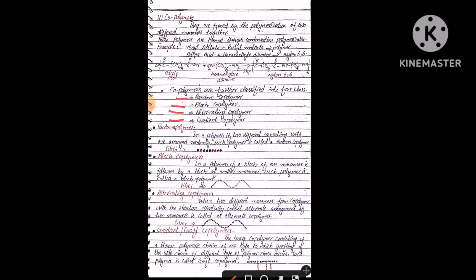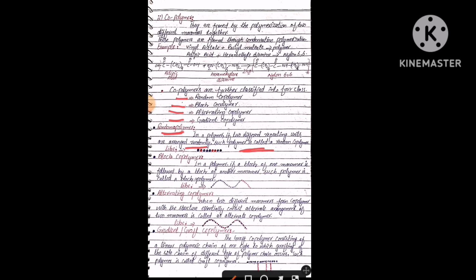So students, we will discuss each one by one. The first one is the random copolymer. What is a random copolymer? Students, in a polymer, if two different repeating units are arranged randomly, such a polymer is called a random copolymer. You can visualize the image in front of you.